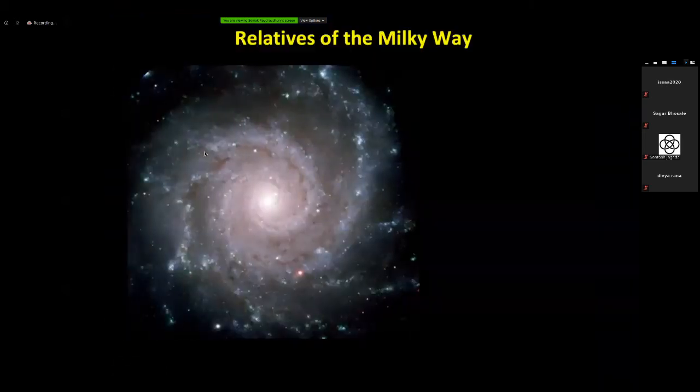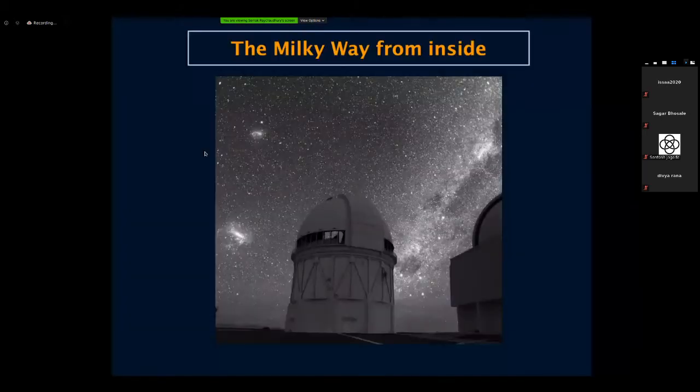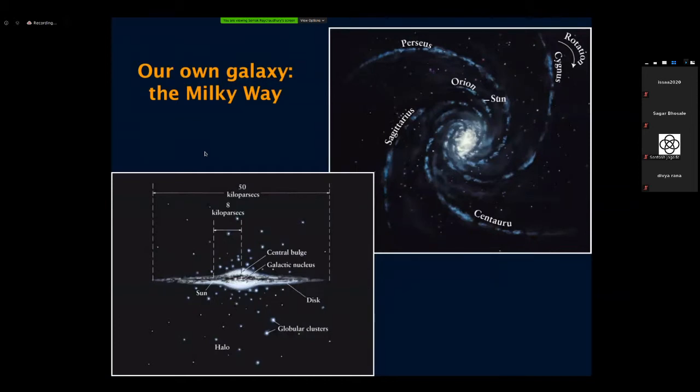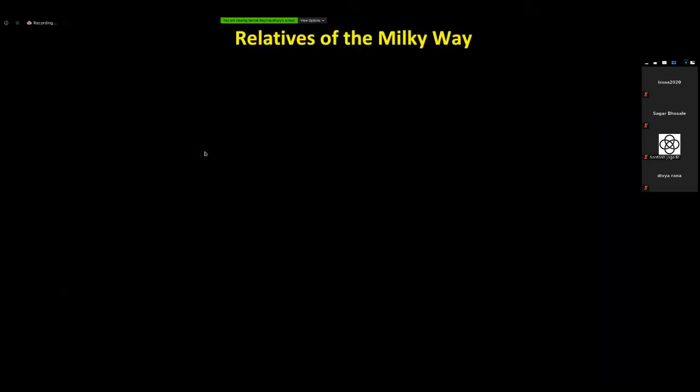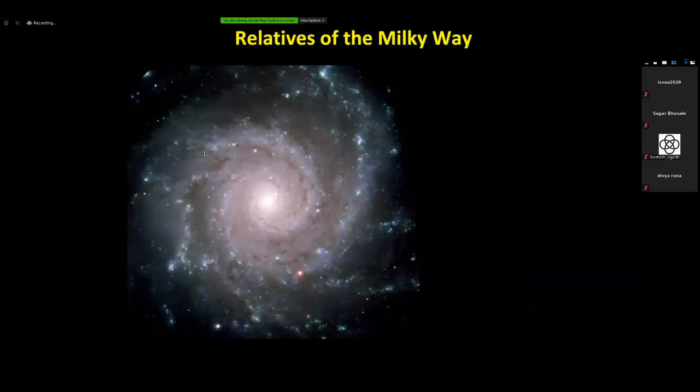Now, you can see that these are real pictures. The one that I showed you before is not a real picture, this is of course a real picture, but this is not a real picture. If you look at our own galaxy from inside, you look at it like this. But if you look at other galaxies that are like us, you can see that that's what galaxies look like. This is very similar to our own galaxy.